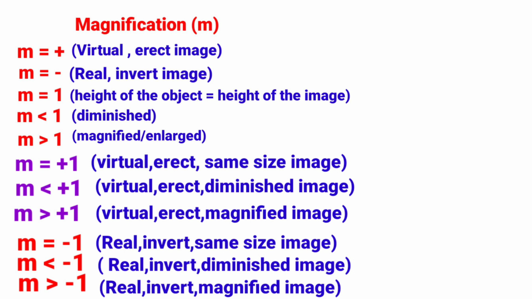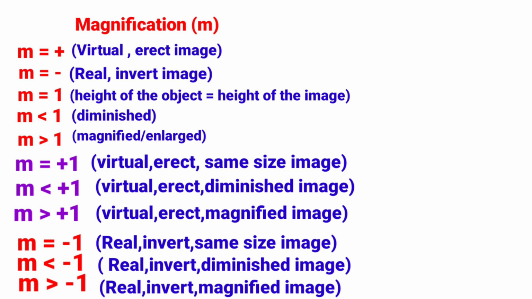How is this magnification helping us to find out the nature of the image formed by spherical mirrors? If magnification is positive, then it is a virtual and erect image. If magnification is negative, then it is a real and inverted image. If m is equal to 1, then the height of the object is equal to the height of the image. If m is less than 1, diminished. If greater than 1, magnified or enlarged.